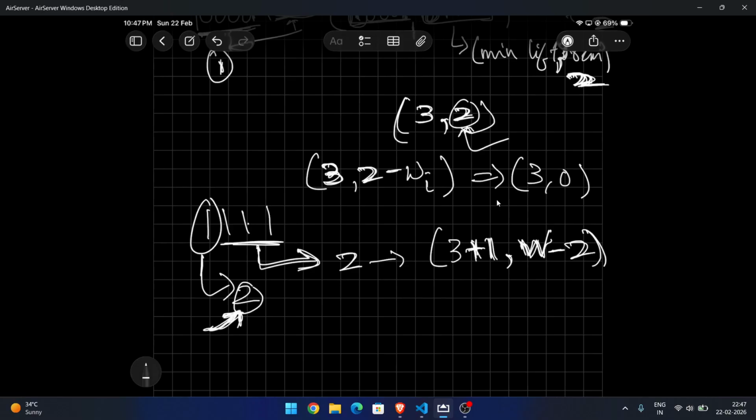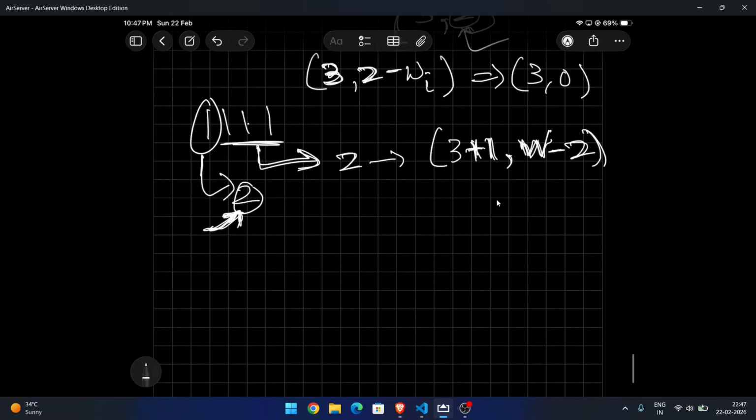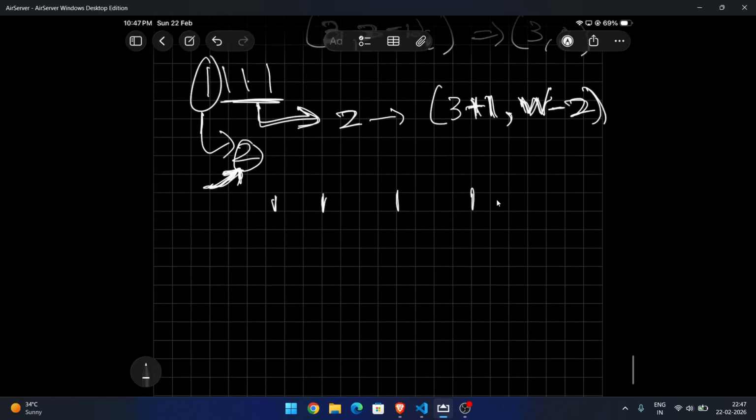Okay, so you got it. So what we are doing, if I explain it to you iteratively, then you would know. Okay, so let's look at it iteratively. There are 4 persons. You want to put them in a lift.